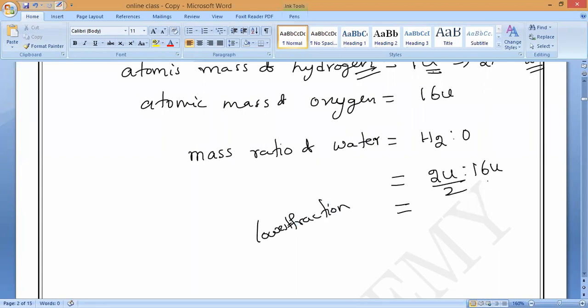So we can divide both numbers by what? 2. So 2 will get cancelled. 2 ones are 2, 2 eights are 16. So what is the mass ratio? 1 is to 8. 1 is to 8.